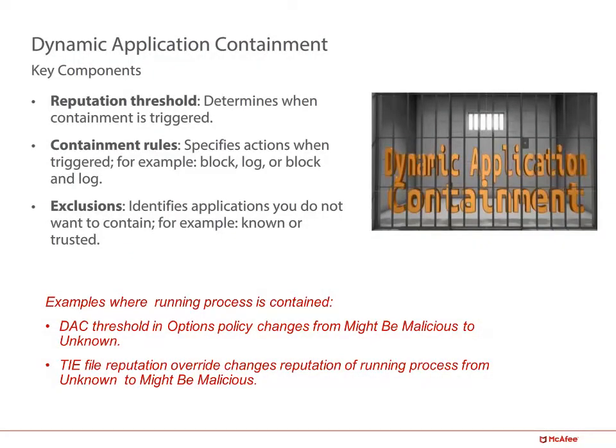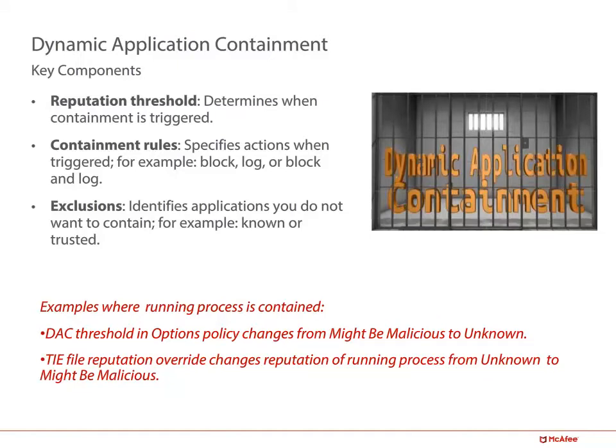The key components of dynamic application containment: the reputation threshold is what we use to determine when the containment is triggered, and you can specify that reputation threshold. Then you configure the containment rules that will block or log the actions that the contained applications can perform. You can also globally exclude applications from being contained, such as a known application or an application that is trusted.